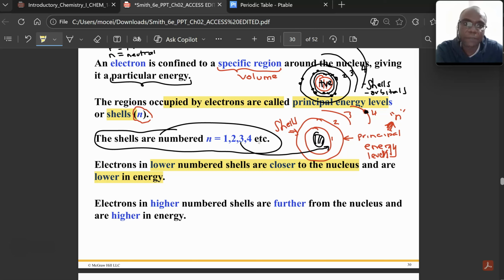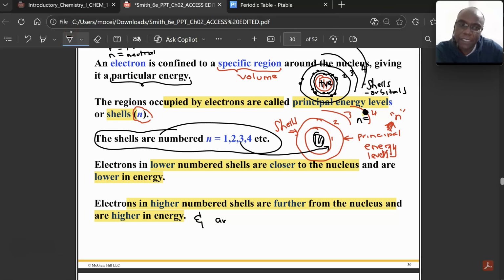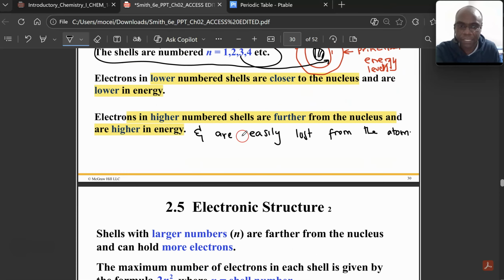But the one that is farthest from the nucleus, for example the electron found in n equals 4, is easily lost. Electrons in higher numbered shells are farther from the nucleus and are higher in energy and are easily lost from the atom. Remember, the nucleus is positively charged, the electrons are negatively charged. So if the electron is so far away from the positive charge, it is loosely bound to the nucleus and tends to be lost from the atom.